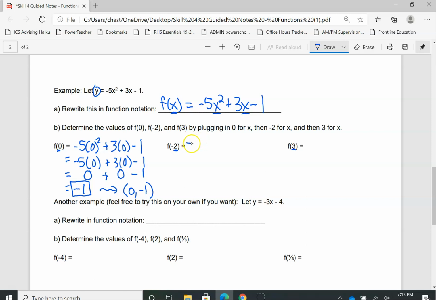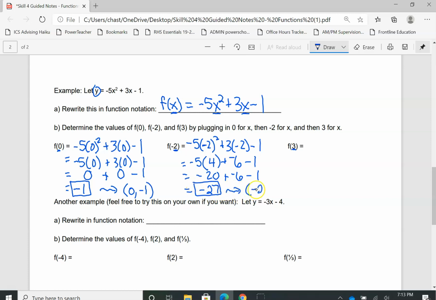If I do the same thing with the next one, we just replace the x's with -2's. When I square -2, notice the negatives in the parentheses, so we get -27 here. That's the value of f of -2, which implies that (-2, -27) is on the graph. On the next one, same process.